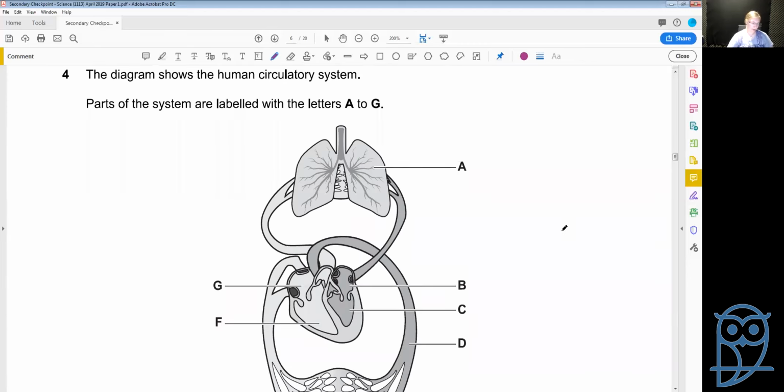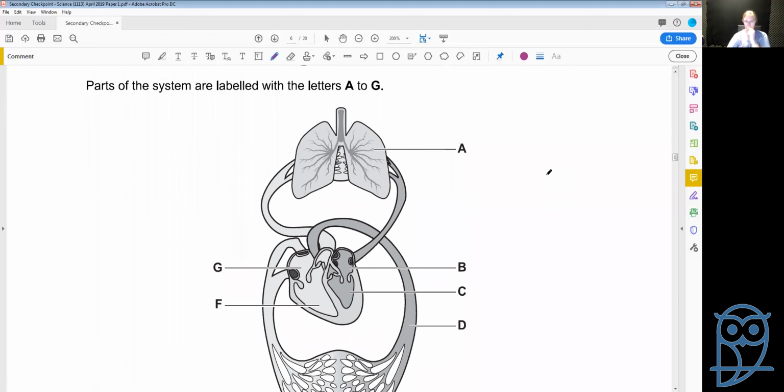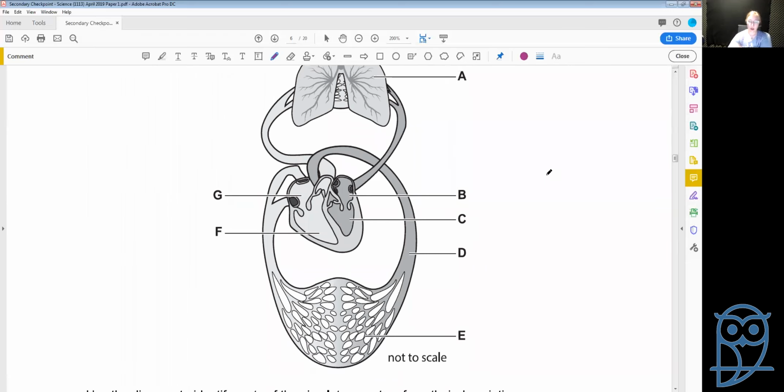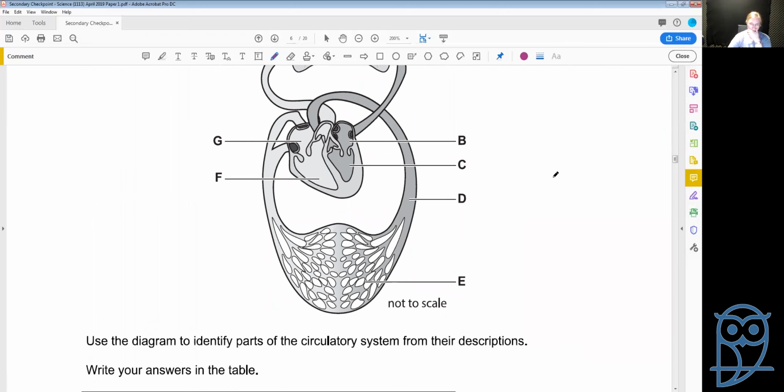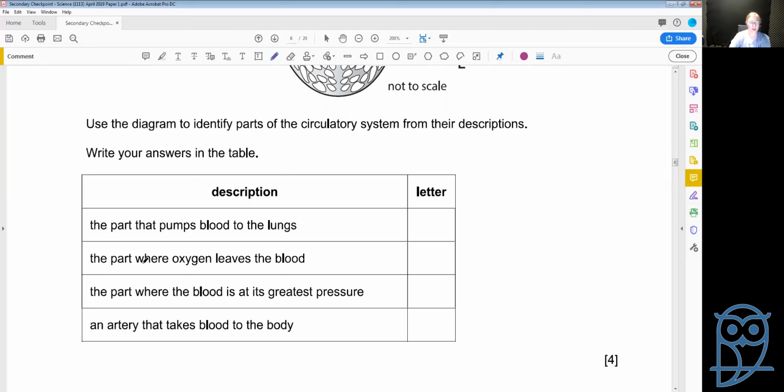So question 4. The diagram shows the human circulatory system. So the circulatory system is the heart, the lungs, and then the arteries and veins going through your body. So parts of the system are labeled with the letters A to G. So use the diagram to identify parts of the circulatory system from their descriptions. Write your answers in the table. So the part that pumps the blood to the lungs.